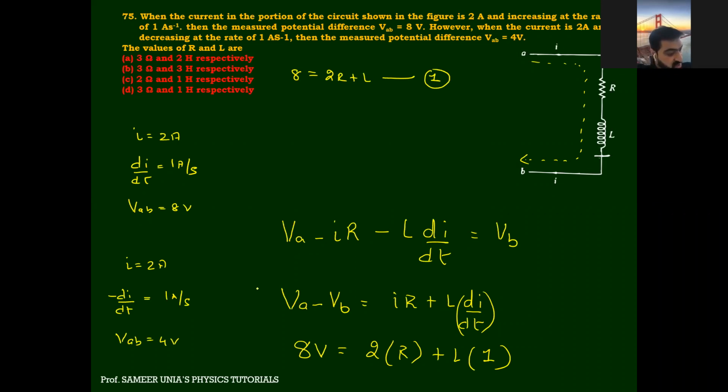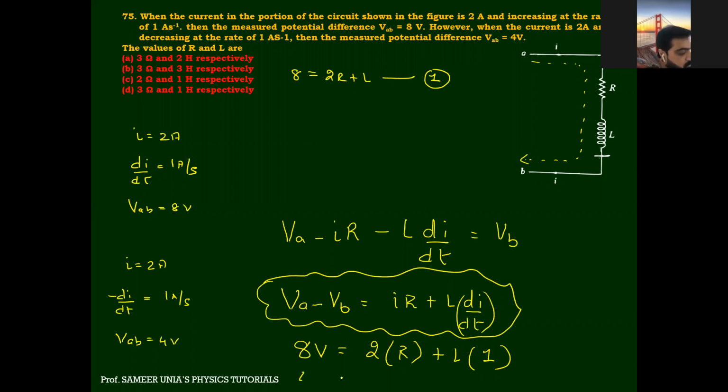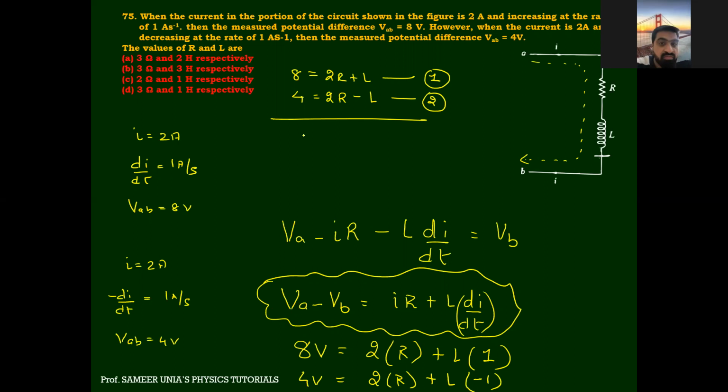Second equation, if I apply this again, it will become 4 volt is equal to IR, I is 2, R plus L. But di by dt in the second case is negative, so it will become minus 1. So in the second case this becomes 4 is equal to 2R minus L. Can I add both of them? So it will become 12 is equal to 4R, and L will cancel. So R will become equal to 3 ohms. And once R is 3 ohms, put it here. So 8 will become 2 threes are 6 plus L. So L will become 2 Henry.